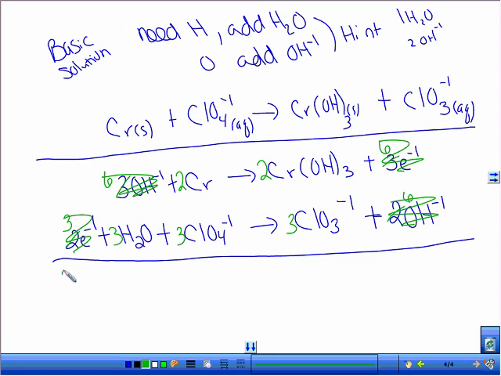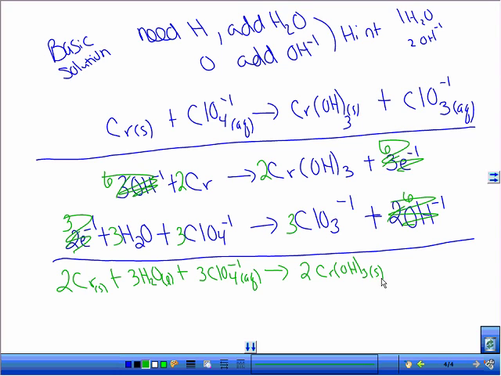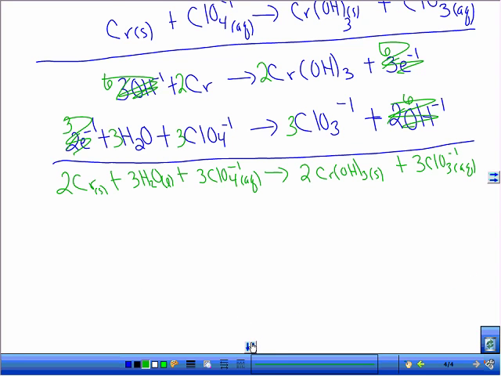And you could just bring down, you got 2 Cr, and it doesn't matter the order, of course that would be solid, and then you've got 3 waters, of course those are liquid, plus 3 perchlorates, which will be aqueous, I keep saying chlorates, and you've got 2 chromium hydroxides, chromium 3 hydroxides actually, which are solid, plus 3 chlorates, which are aqueous. Again, I'm not really that concerned about the states of matter, but it's a good thing for us to practice.